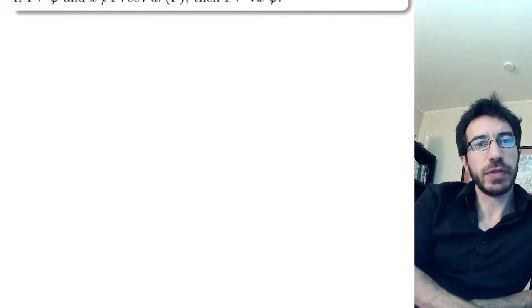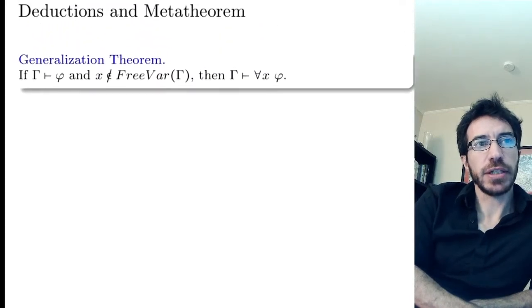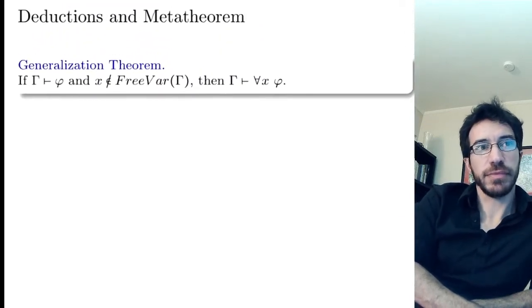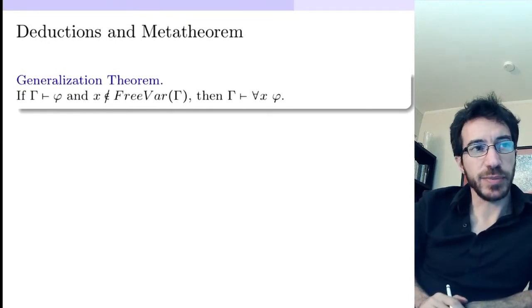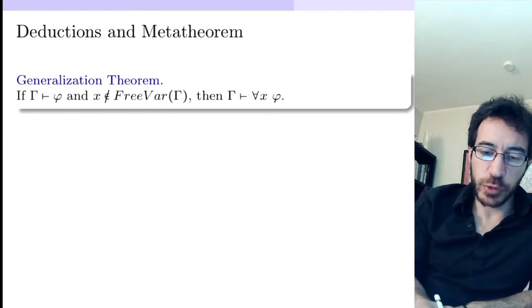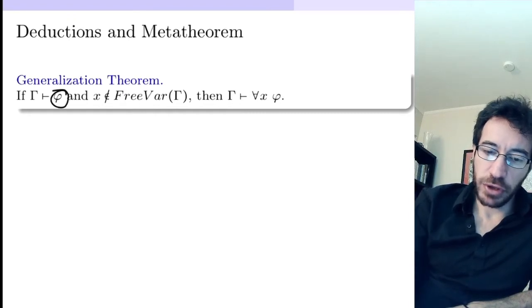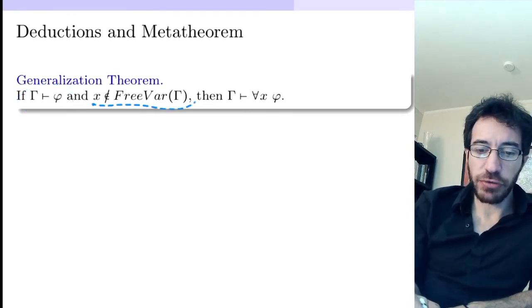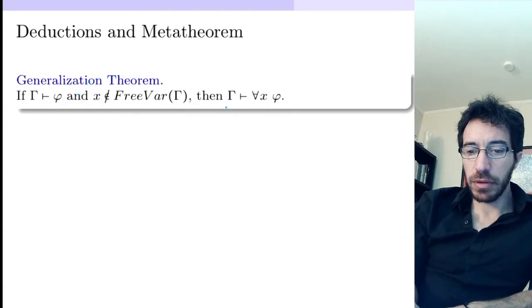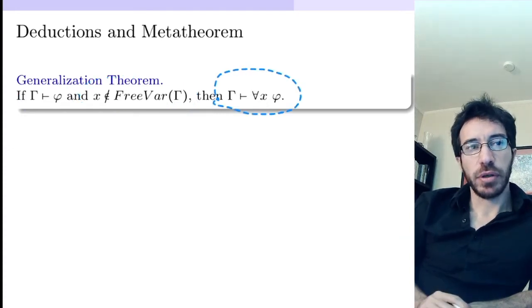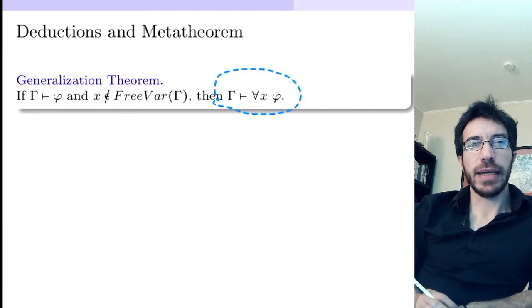Now, let's prove a generalization of that. It's called the generalization theorem, which generalizes not only that, but more. It says that if you can prove a phi from gamma, and x is not a free variable in any of the formulas that show up in gamma, then gamma can prove for every x phi. Okay? It kind of makes sense, right?